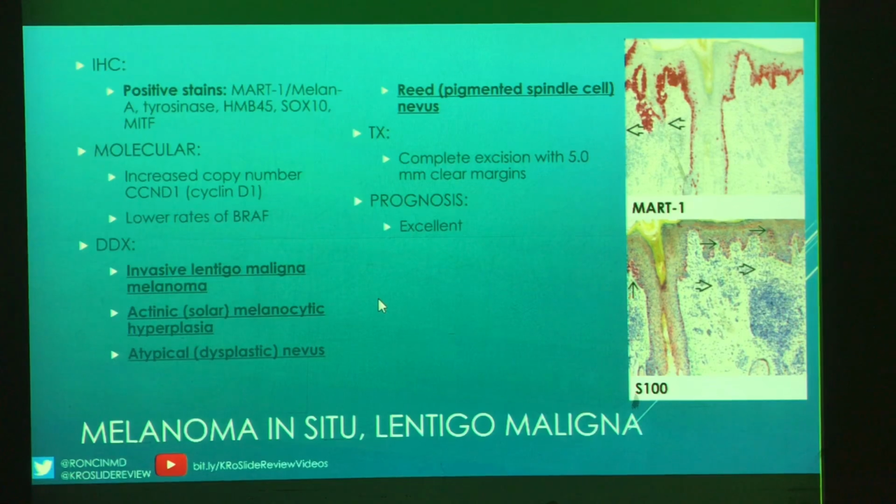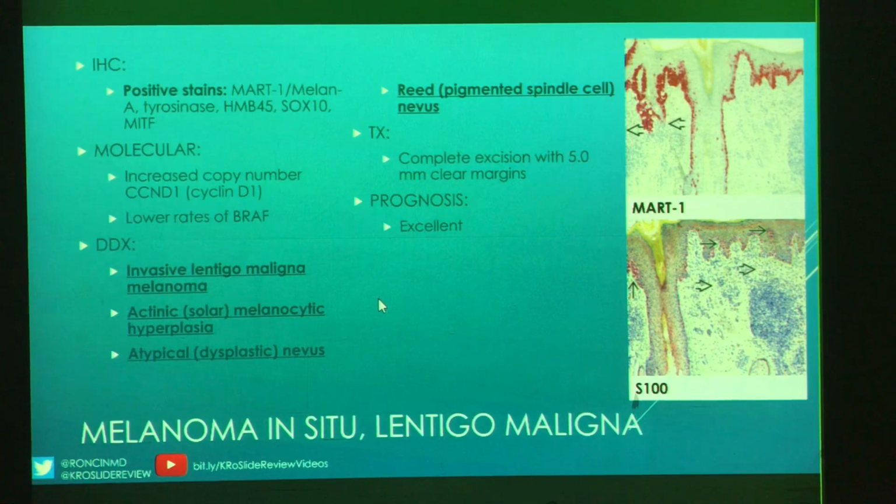For the differential, you have invasive lentigo maligna; every subtype of in situ has a corresponding invasive type. You can think about whether this is just solar melanocytic hyperplasia. Again, those dysplastic nevi come back, and so does that Reed nevus. They just aren't leaving you alone today. But it makes it nice because the differential repeats again and again, so you really get a sense of what all these lesions look like. Treatment again, 5 millimeter clear margins, and again, your prognosis is excellent.